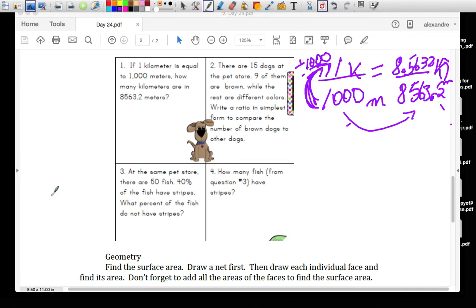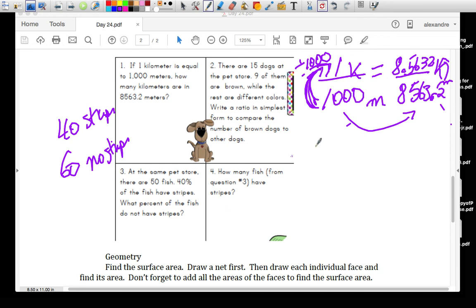At some pet store, there are 50 fish, 40% have stripes. What percent of fish do not have stripes? Are you kidding me? So there are 50 fish, 40% of the fish have stripes. What percent of the fish do not have stripes? Okay, so 60%. So 40 have stripes, and 60 no stripes. That was easy.